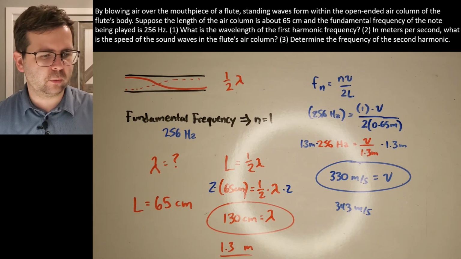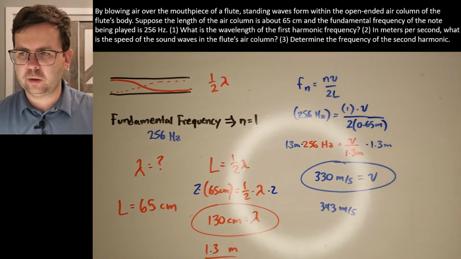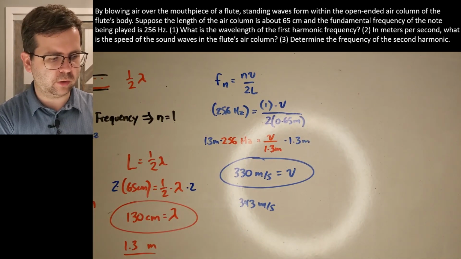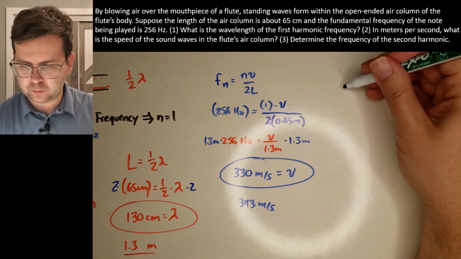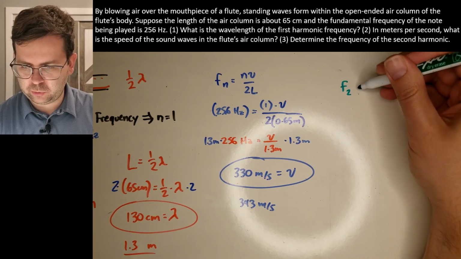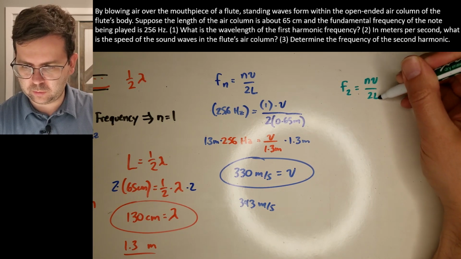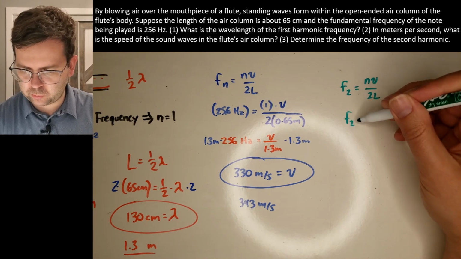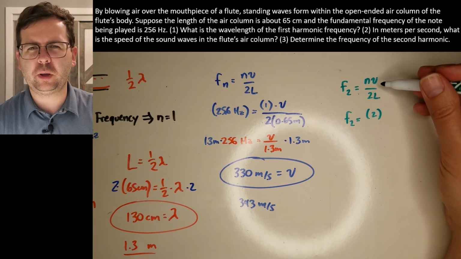And then the last thing we're asked to find is, determine the frequency of the second harmonic. And so we're just going to take this equation that we just did, and instead of using n equals 1, we're going to use n equals 2. So we're going to do F2 equals nv over 2L, and n equals 2 now. So F2 equals 2. And you might wonder, what's the speed here?